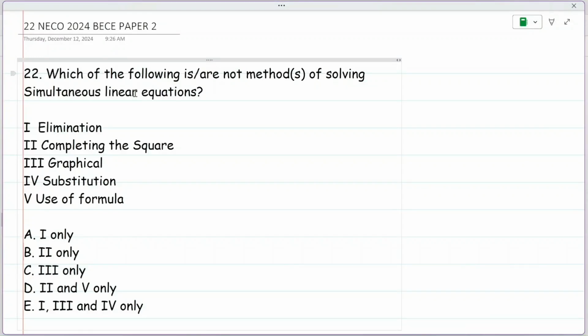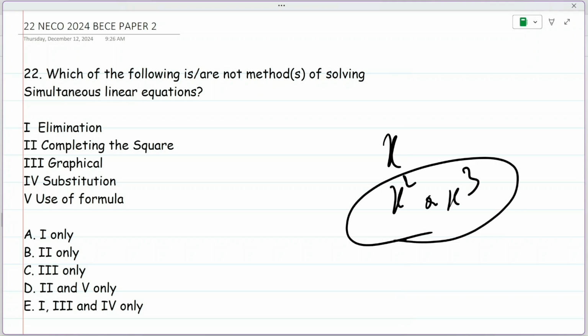Question 22. Which of the following is or are not methods of solving simultaneous linear equations? The word linear here means the one that you just have x and not x to the power of 2 or to the power of 3 and others. You just have it as x.